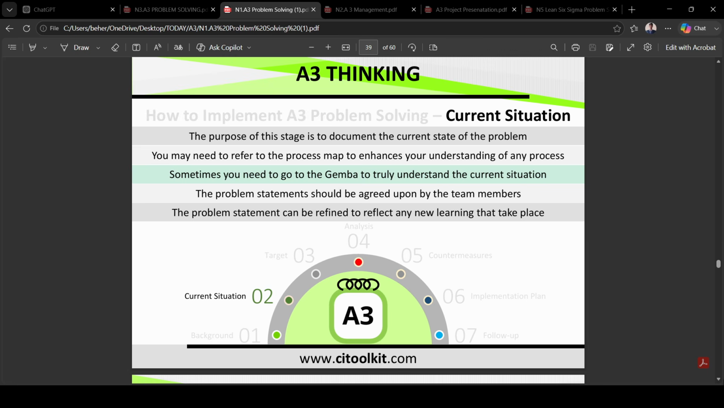The purpose of this stage is to document the current state of the problem. You may need to refer to the process map to enhance your understanding of any process. Sometimes you need to go to the Gemba to truly understand the current situation. The problem statement should be agreed upon by the team members. The problem statement can be refined to reflect any new learning that takes place.